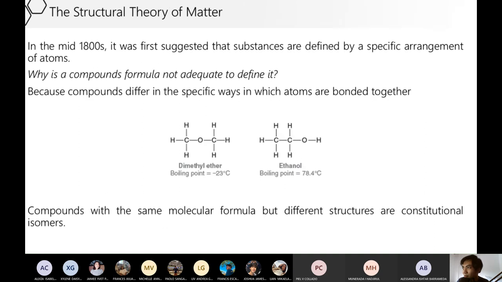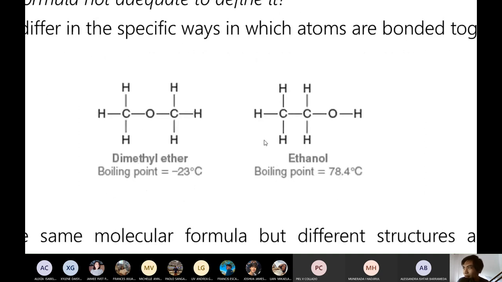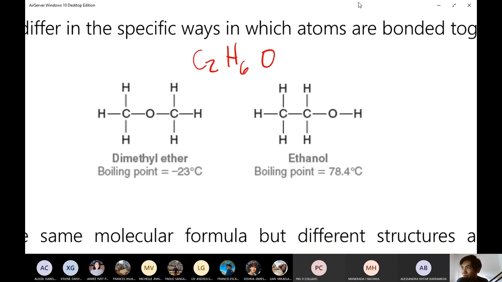For example, let's have this compound here. We have dimethyl ether and ethanol. So what we can observe here is that they have the same chemical formula, C2H6O. So we have the same formula, however we have different connectivities. So yan yung idea lang ng structural theory of matter. Na yung atoms natin, they can create different versions of itself depending on which atom is connected to what. Parang ganun. So kumbaga, ito yung isang version ng formula na to. Ito yung isang version ng formula na to.